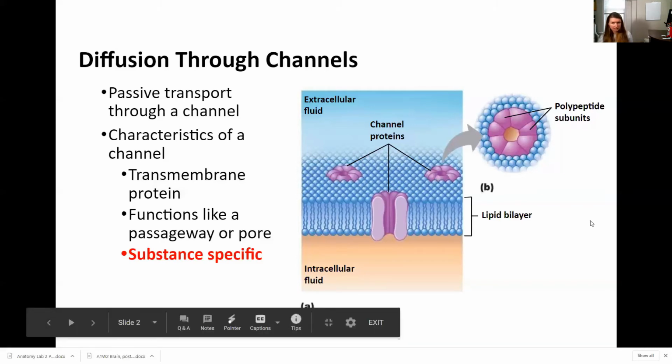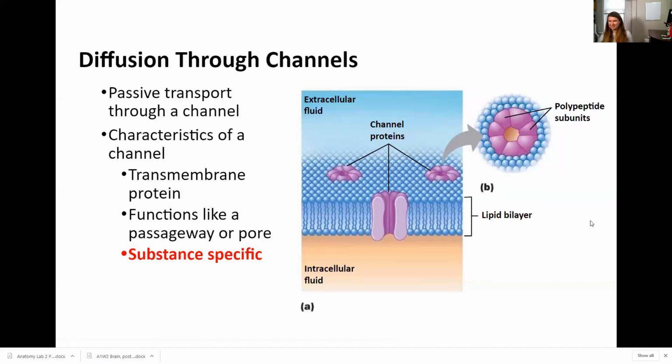Now, when I say they function like a pore, that may seem like just anything could go through, but these proteins do have their own chemical and physical properties. That pore has a specific size. So these channels actually are substance specific, even though we're just forming an open passageway. So we'll see in the future that there are, for example, sodium channels and that there are potassium channels, which means that if a sodium channel is open, sodium can flow through, but potassium wouldn't be able to flow through a sodium channel. So they are substance specific, even though it's like an open door.